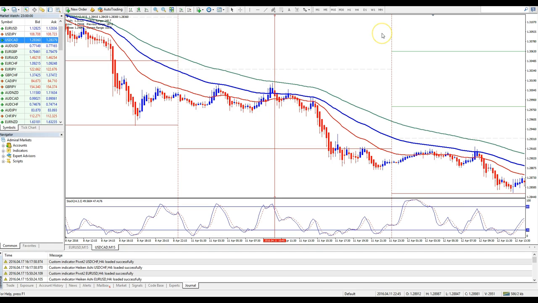So it's like 31 pips, okay? So that is how you place your stop losses.